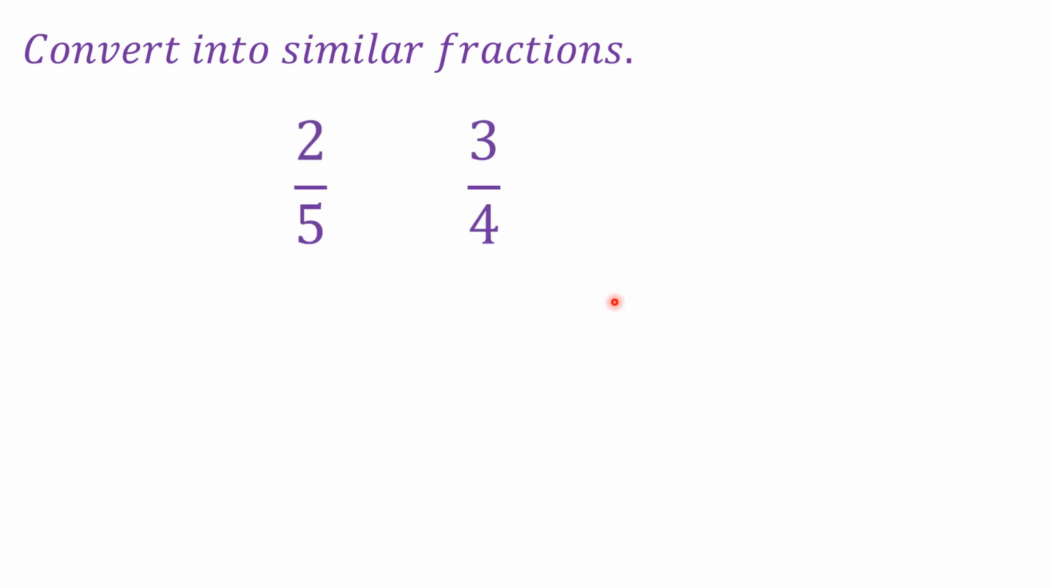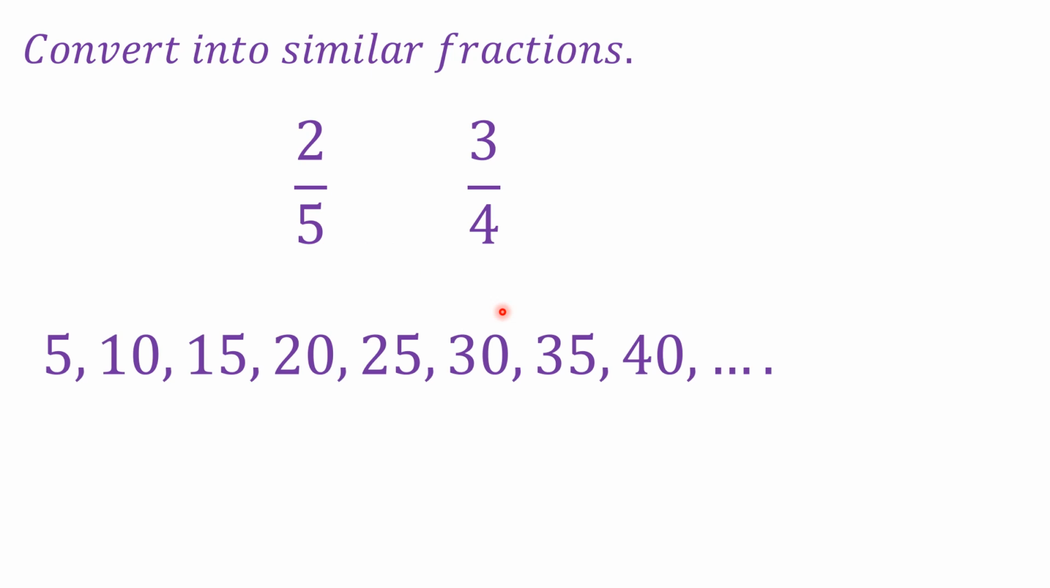Another one, we have 2/5 and 3/4. So 5 is not a multiple of 4, and 4 also is not a multiple of 5. So we cannot just simply multiply one of those denominators to make it the same. So how to make these two into similar fractions? You have to find a common number. We have to look at what are the multiples of 5 and 4 and find where they meet halfway. So these are the multiples of 5. We have 5, 10, 15, 20. So basically it's just adding 5 to get all the multiples of 5.